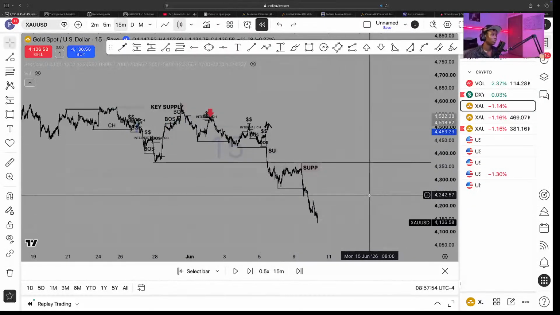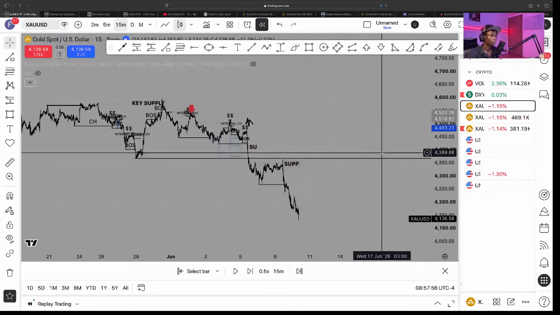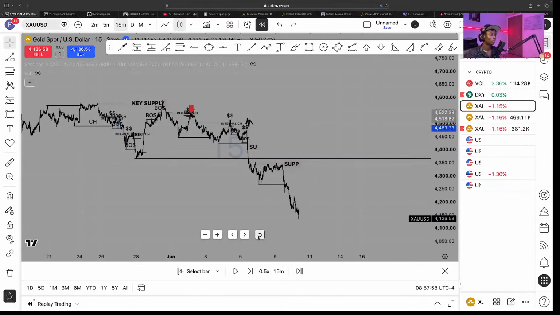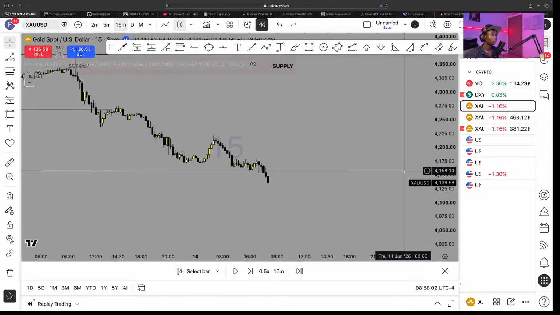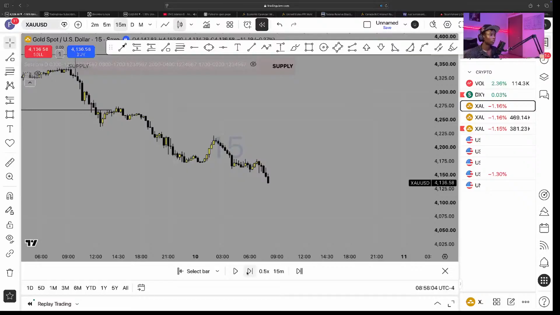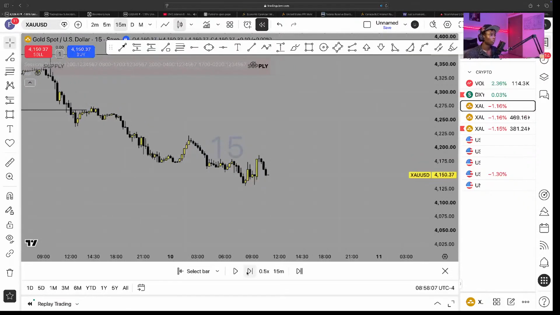So that's why they always say what goes down always comes up. So the market is currently searching for a demand at the moment. So I'm just gonna show you when the demand stepped in.